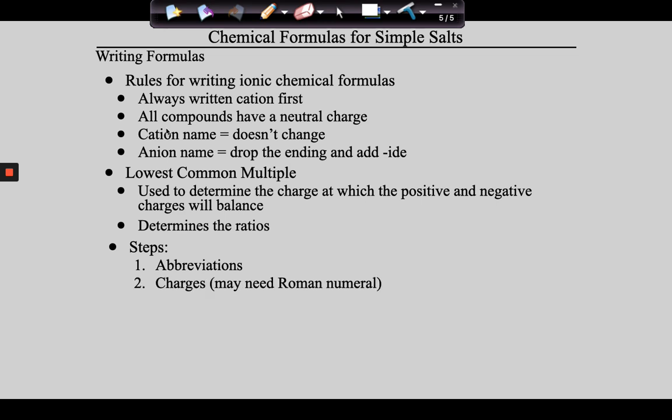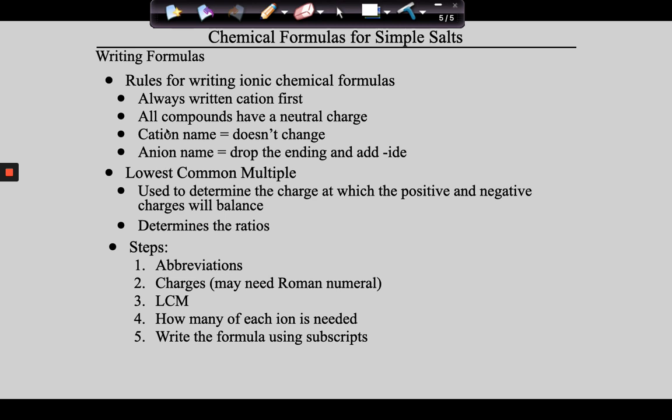Number 2, figure out their charges. You may need Roman numerals. Number 3, figure out the least common multiple. Number 4, figure out how many of each ion you need. And then number 5, write the formula using subscripts. So guys, literally, we're going to do 3 of these. And very quickly, you're going to get so good at these that you could do today's homework assignment in about 4 minutes. No, the top of it anyway.